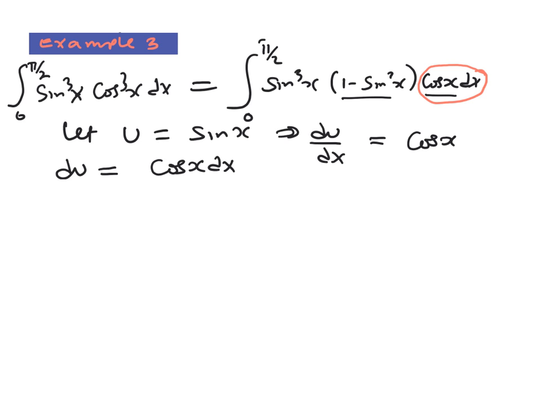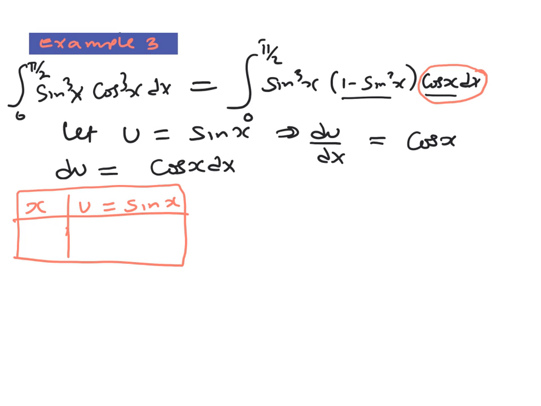We can also change limits, so we don't bother making a back substitution. Here we have x limits and u limits. u, remember, is equal to sine of x. So if I change the limits, the x limits are from 0 to pi over 2, or the same as 90 degrees. The sine of 0 is 0, and the sine of pi over 2 is 1.